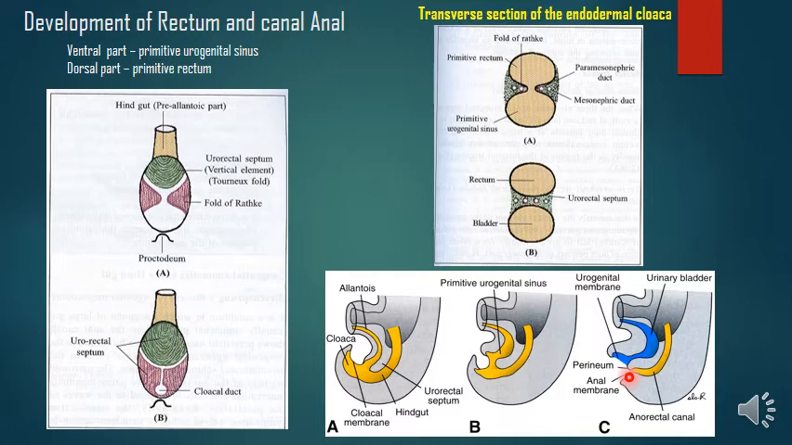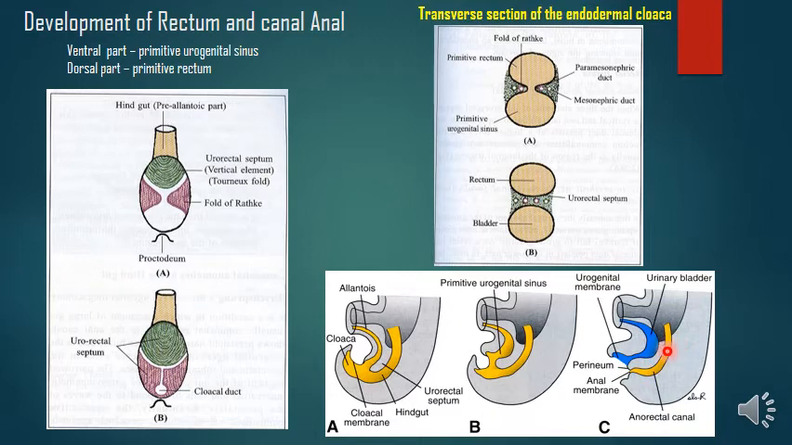The underlying mesenchymal cells proliferate around the proctodeum, making it deeper. The underlying mesodermal cells proliferate and increase the depth of the proctodeum. Finally, the anal membrane ruptures and the rectum communicates with the exterior through the anal canal.